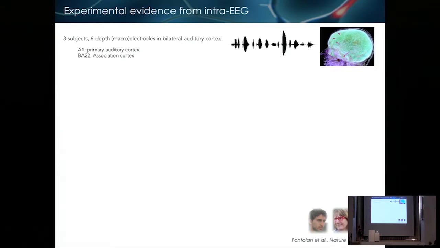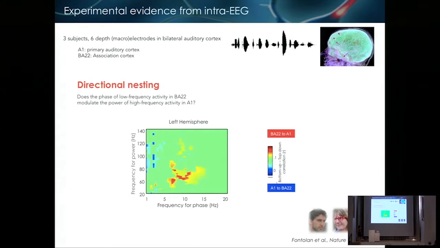So again, this guy with the electrode in auditory cortex. And what we assessed here, it was just listening to a sentence. We did two types of analysis. One was directional nesting. So we asked what does the phase of low frequency activity in a region in association cortex modulate in the power in the high frequency domain in an area that is hierarchically below. So that's what we have here. And in the bottom-up direction, we have things in the theta range. In the top-down direction, we have things in the alpha, beta range.